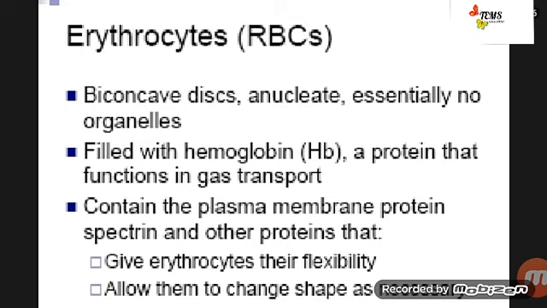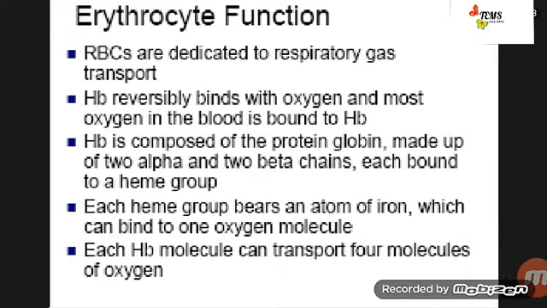The main function of the erythrocyte or RBC is to transport gas, oxygen to the cells and carbon dioxide from the cells. It contains the plasma membrane protein spectrin and other proteins that give erythrocytes their flexibility, allowing them to change shape as necessary. The main function of RBCs is to transport the respiratory gases, oxygen and carbon dioxide.